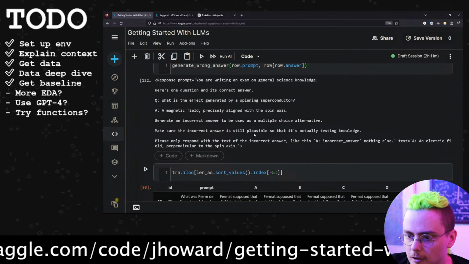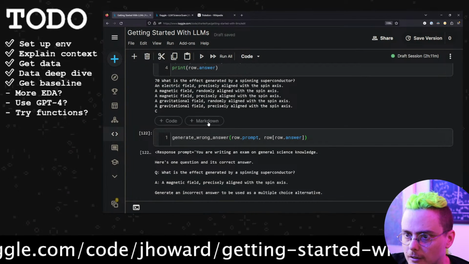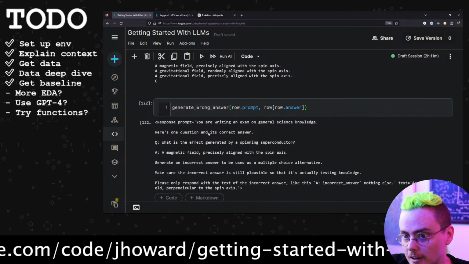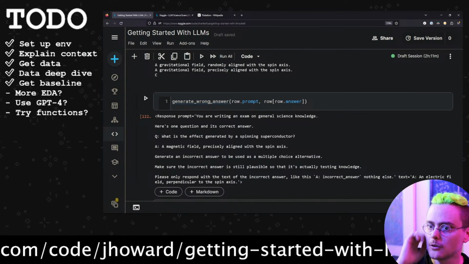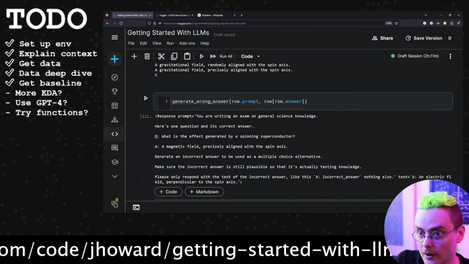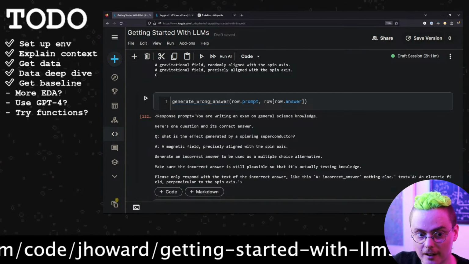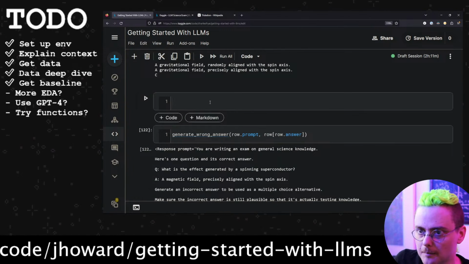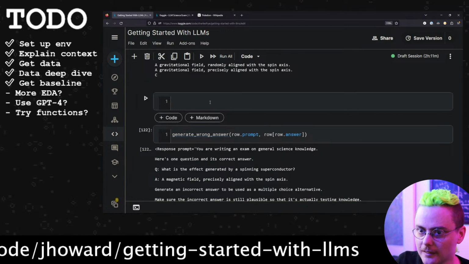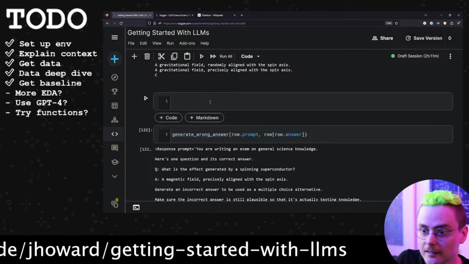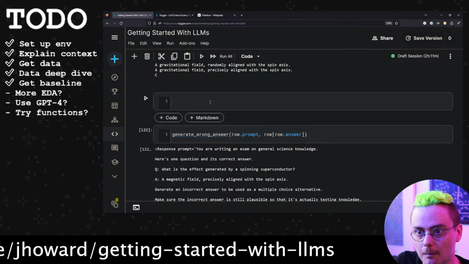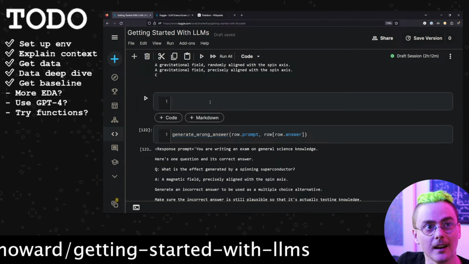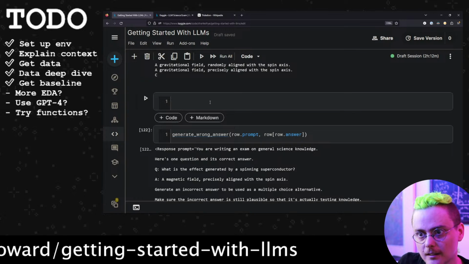All right, an electric field perpendicular to the spin axis. That's actually, yeah, precisely aligned versus perpendicular. That's actually a nice challenging one. So the question is whether this is going to generate answers that are similar to the style of the questions in the training set. So yeah, if we wanted to figure that out, I think the easiest thing would be just looking at the lengths. That's not going to be a total answer to that question. I think the more interesting one would be like an edit distance or an embedding distance for the answers.